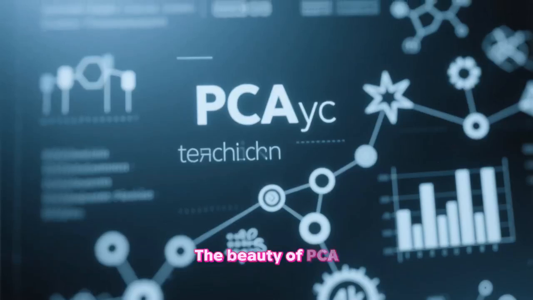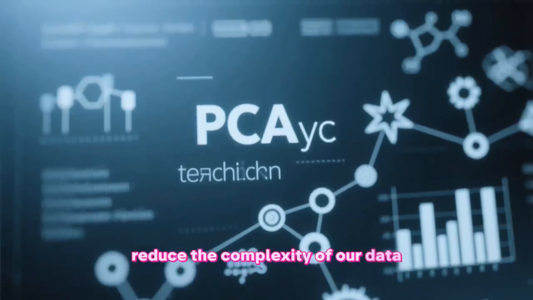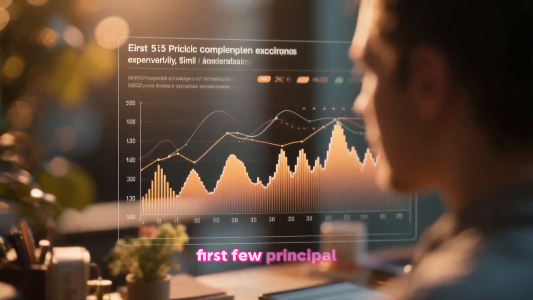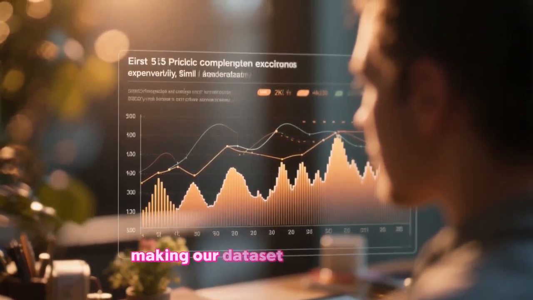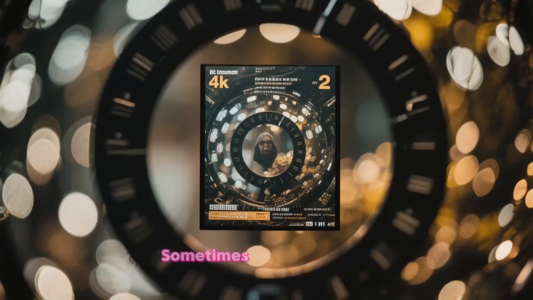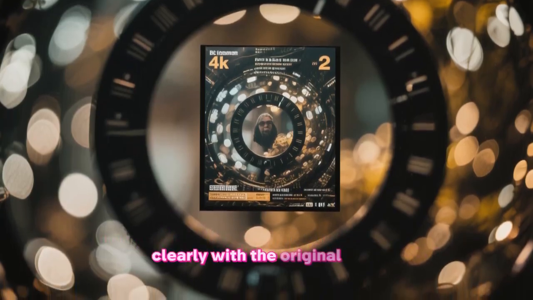The beauty of PCA is that it often allows us to reduce the complexity of our data. We can focus on just the first few principal components that explain most of the variability, making our dataset much easier to interpret. Sometimes we even rotate these components to make them align more clearly with the original data.